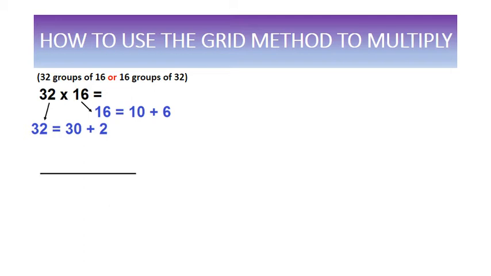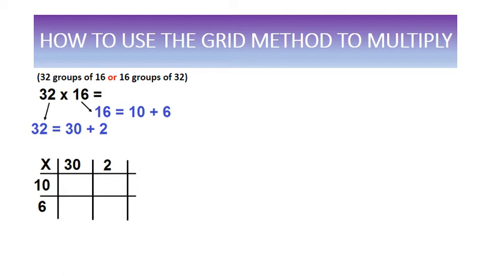So now I'm going to draw my grid again. Now it doesn't matter which number goes along the top and which one goes down the side. It really doesn't matter, the answer will be exactly the same. But I'm going to put my 32 in its partitioned version along the top, remembering to leave some space before I do my vertical lines. And that's really, really important because if you don't leave enough space, you're going to make some errors. Now I'm going to put my 16 in its partitioned version down the left-hand side. So my 10, draw another line, and then a 6. So now I've got 4 boxes that I need to fill in.